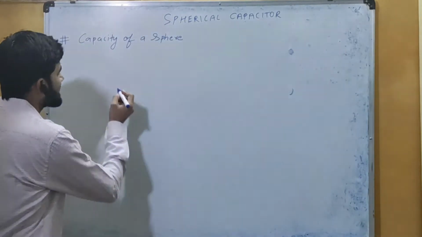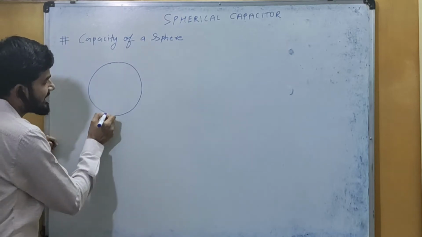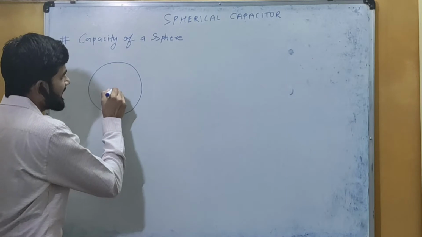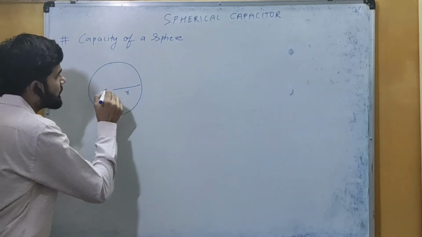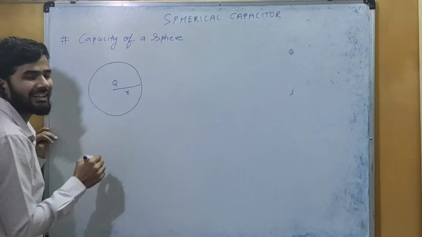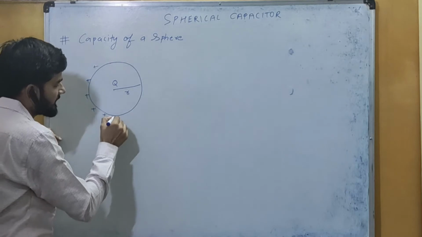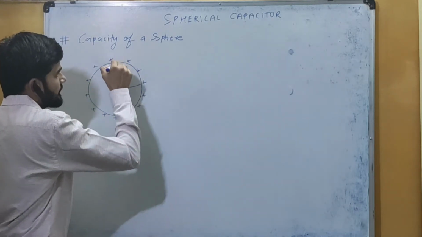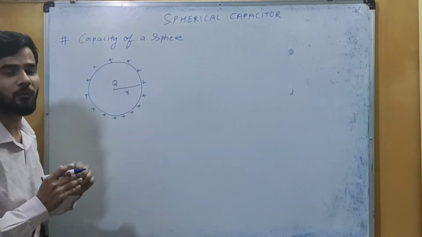Okay, so let us consider we have a sphere. This sphere can be either hollow or solid. It doesn't matter. It has radius r. Now what I'm doing? Let us give the charge either at the center or at the surface of this sphere. The charge may reside at the center or at the surface of the sphere.